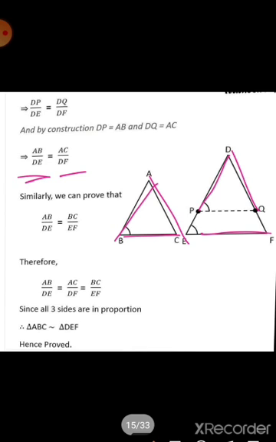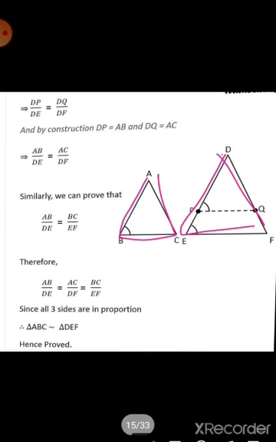Now, what did we get? By combining these equations, we can say that AB by DE is equal to AC by DF is equal to BC by EF. So, we have proved that in triangles ABC and DEF, the ratios of corresponding sides are equal. As already given that angles are equal, and here we have proved that ratios of corresponding sides are equal, we can say that triangle ABC is similar to triangle DEF.